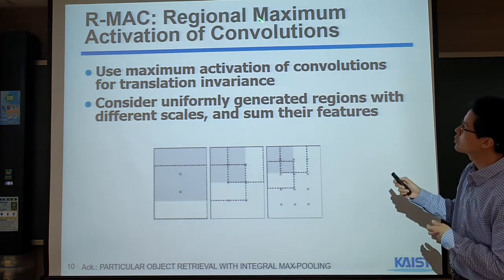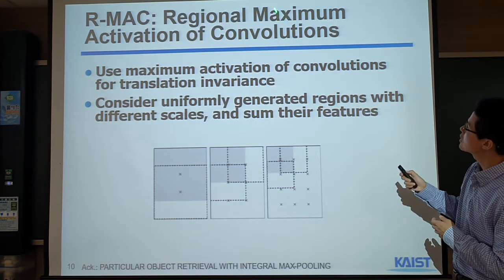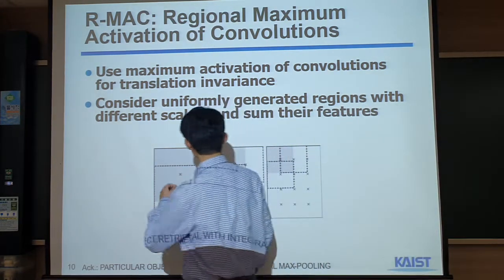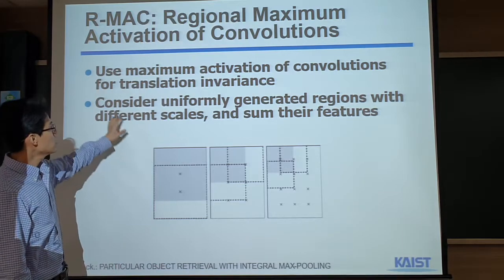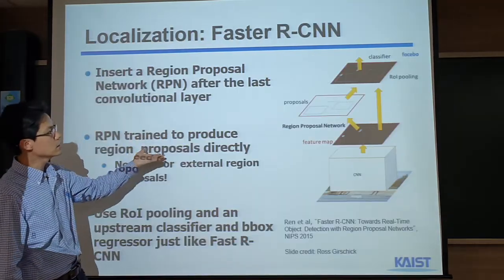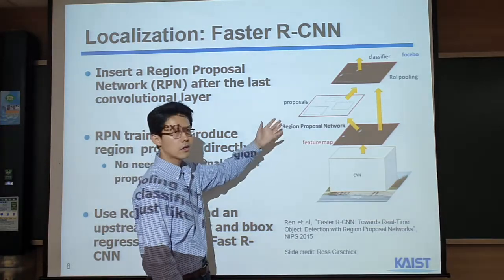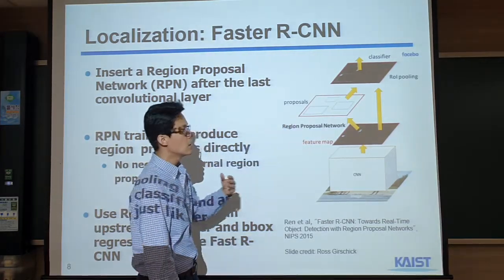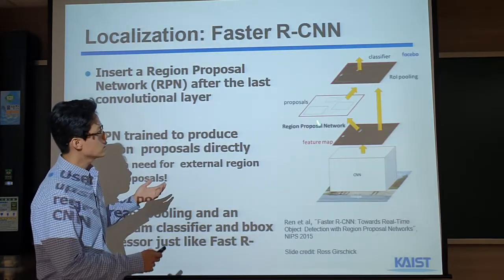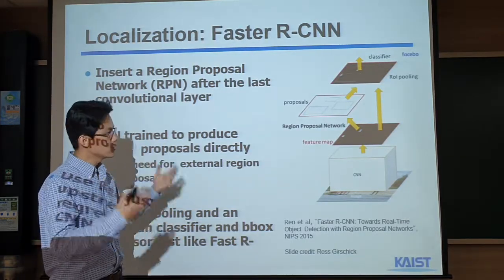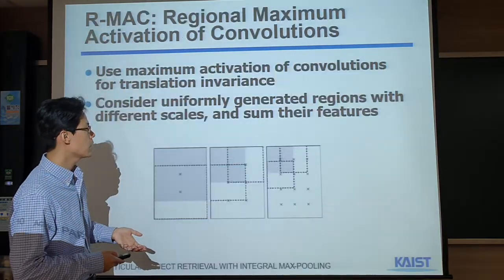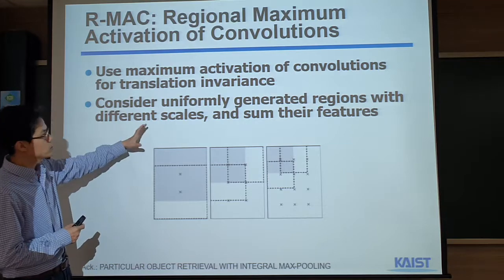This technique is the regional maximum activation of convolution. Its main idea is that they consider uniformly generated regions. The region proposal idea is that we consider arbitrary regions, right? But this paper suggests that considering arbitrary regions takes a lot of time, and it also comes with a lot of complications. So instead of that, they wanted to use uniformly generated regions.